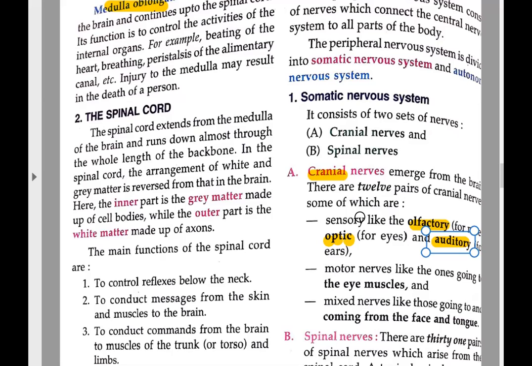Okay. So few nerves are of mixed type. They do both the function. Okay. जैसे nerve coming from the face and tongue, they take both the things. They take the senses and they have the motor nerve also to do whatever is required. Okay. So they are mixed nerves. Is it clear?